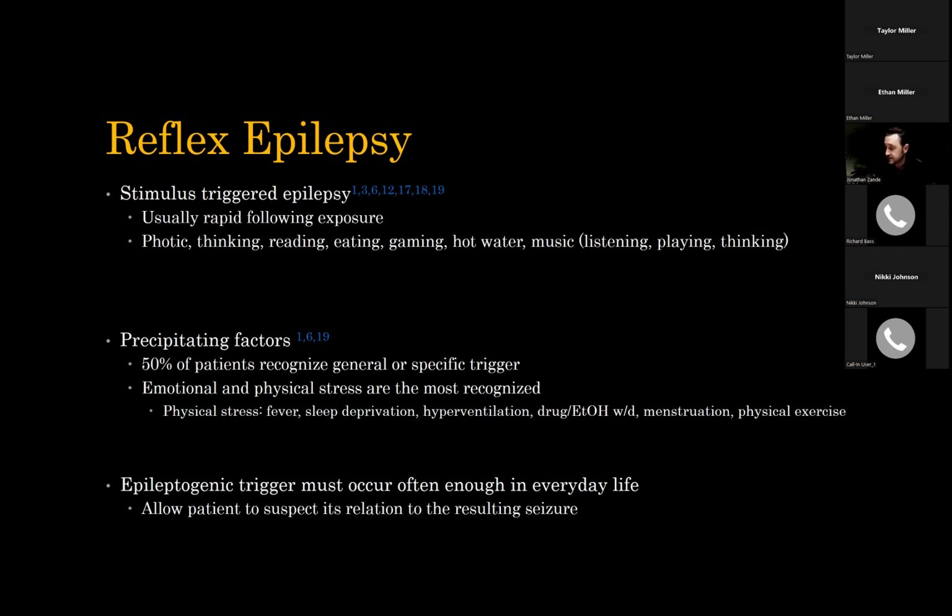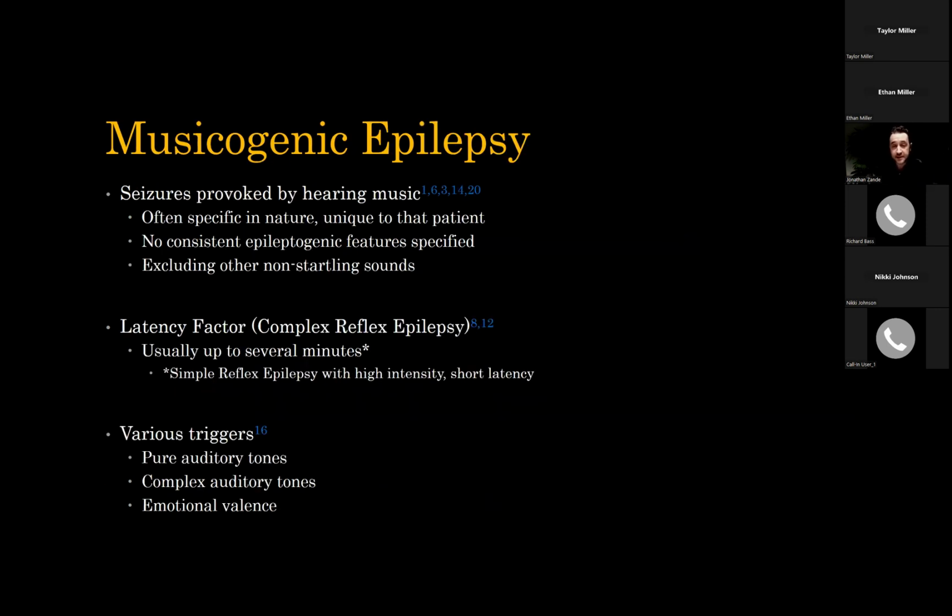Hyperventilation, which is also something we test for. Drug, alcohol withdrawal, menstruation is well documented to cause seizures sometimes. Physical exercise, but generally the trigger must be seen enough in everyday life that it reliably seems to cause a seizure. So musicogenic epilepsy is a subset of that. The music causes the seizure. Seizures that are provoked by hearing music. They're often specific in nature, specific songs, specific artists, specific types of music, like our lady who heard church music, or our gentleman who heard Born to Be Wild, and that causes them to have a seizure.